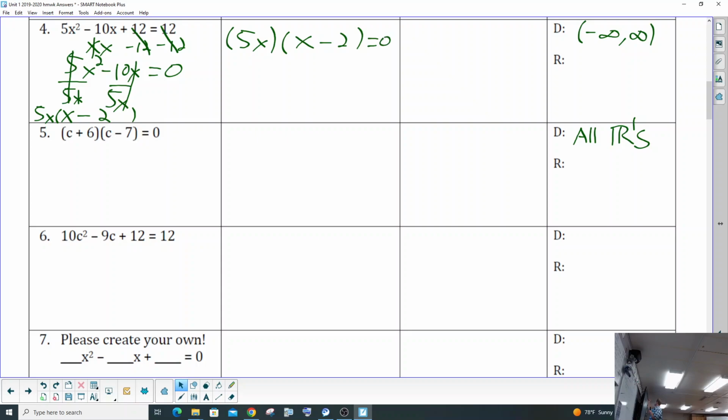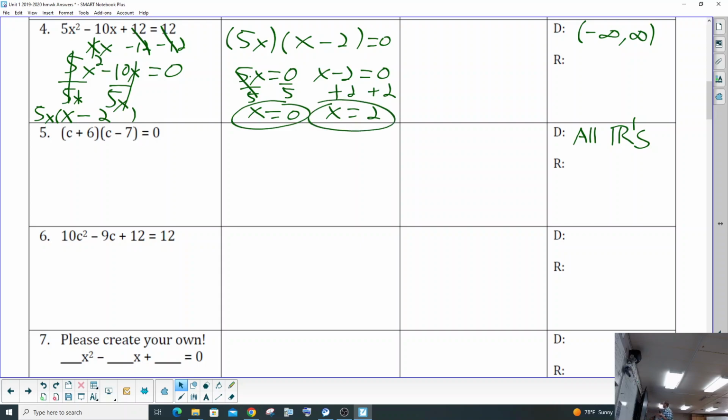And then you set each of those equal to 0 to get your roots. Add 2 to the other side, so you get x equals 2. Divide by 5, and so you get x equals 0. Nice. And then don't forget to plug back in your formula.